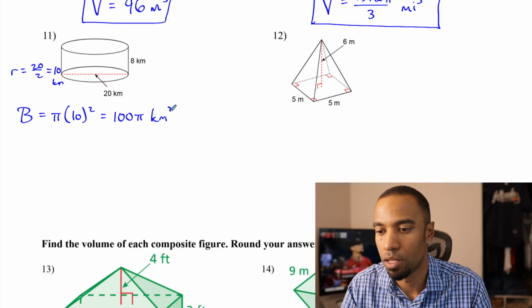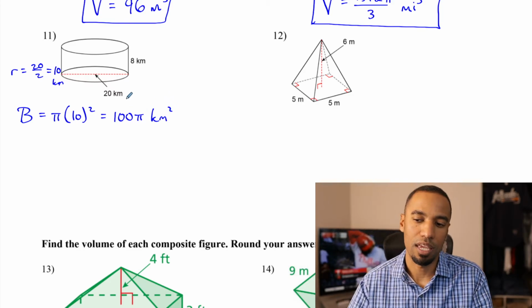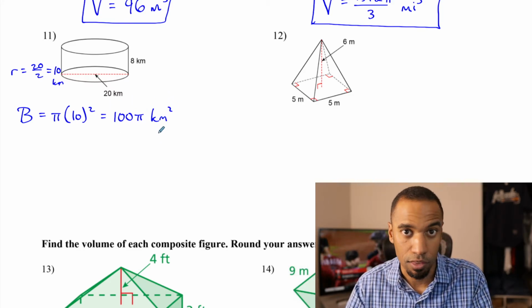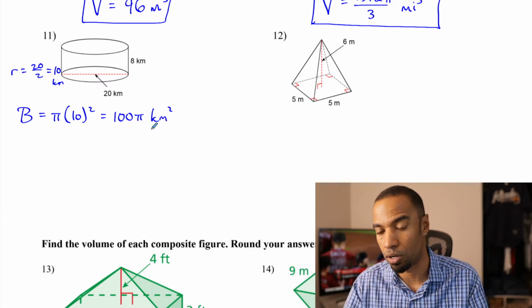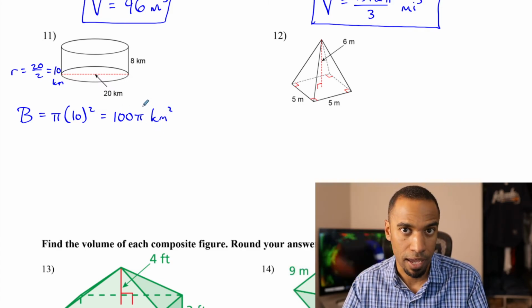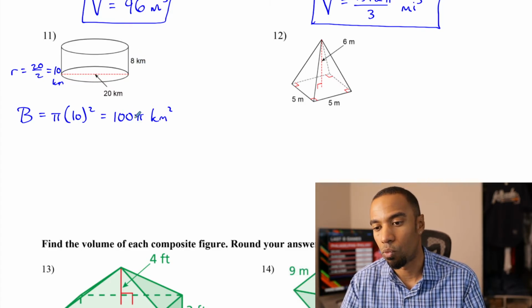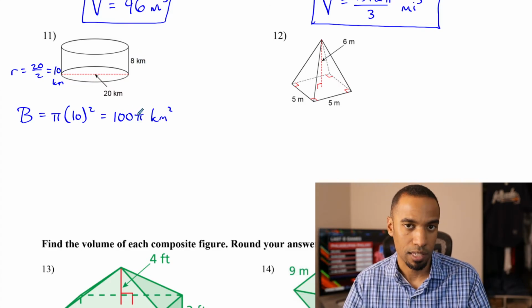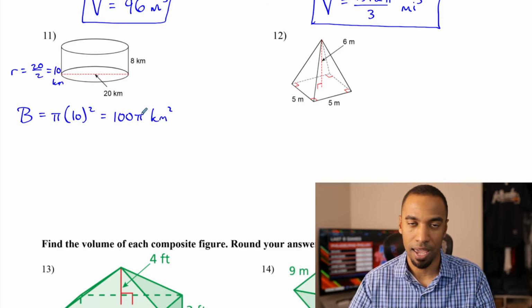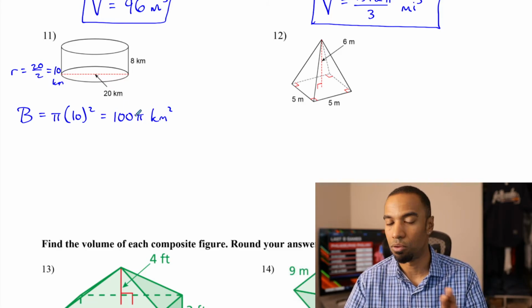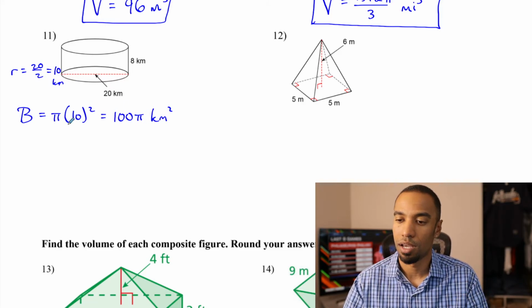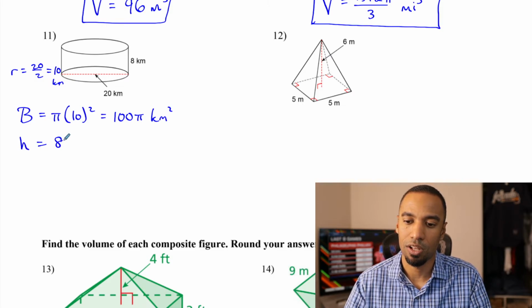Okay. Now, I've made mention of this before. Even if you were to round to the nearest tenth for the final volume, you do not round early, meaning I'm not done with my answer yet. This still has to multiply by 8. So I wouldn't want to multiply this by pi, get some number, round it, and then multiply by 8 and round again. So leave the 100 pi for now, even if you have to round to the nearest tenth, and then go from there. The height is 8 kilometers.